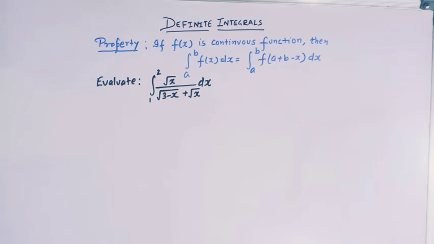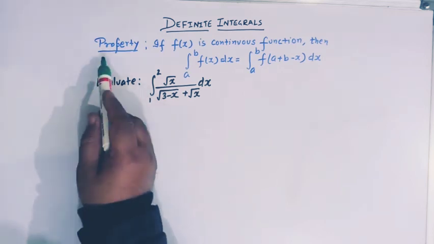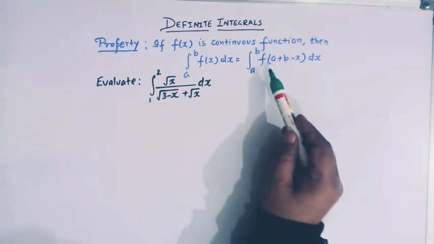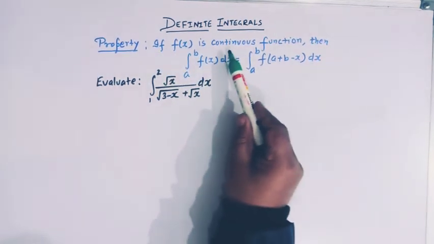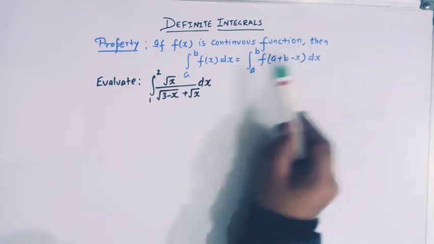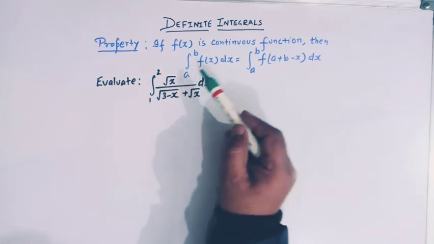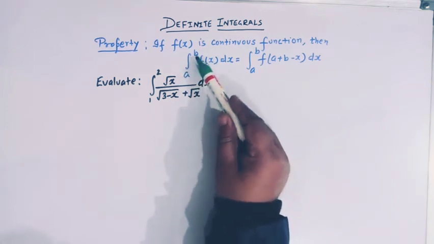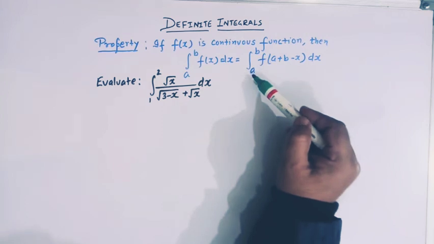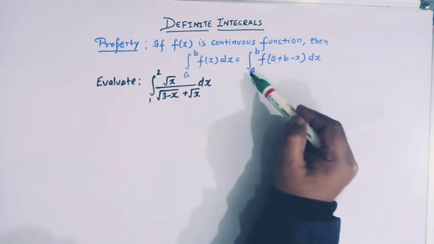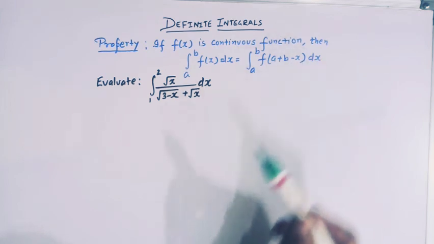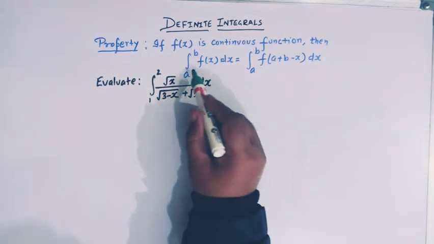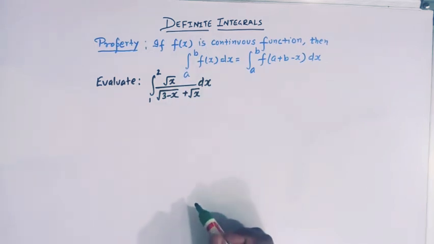Here we'll take this property which is applied to these problems. If f of x is a continuous function, then the integral of f of x from a to b is given by the integral from a to b of f of a plus b minus x dx. This property is very useful for evaluating integrals.